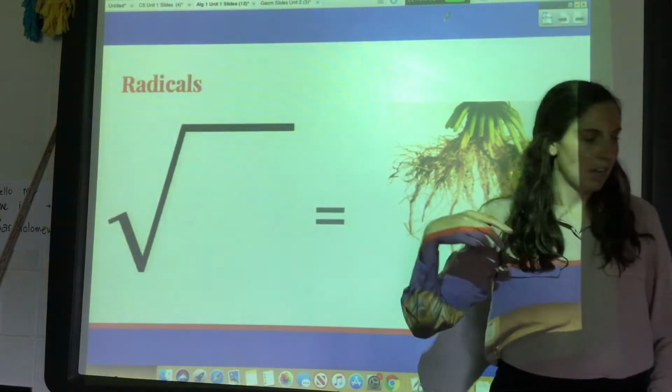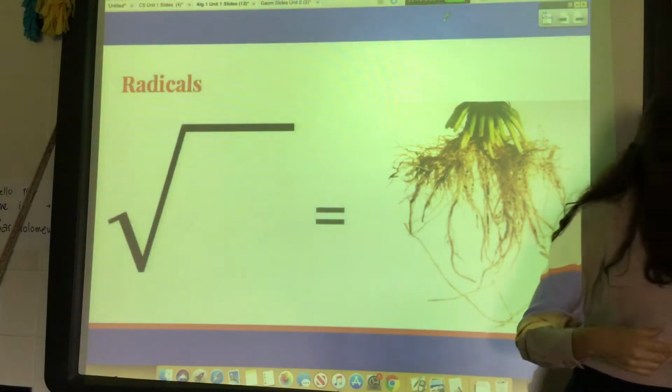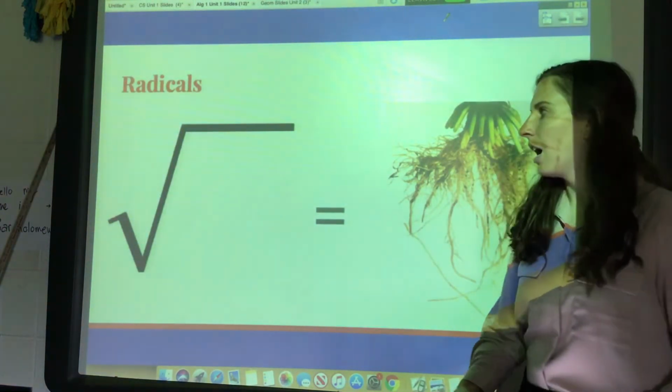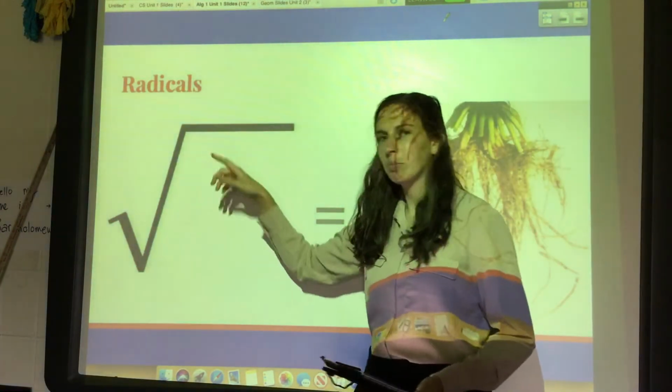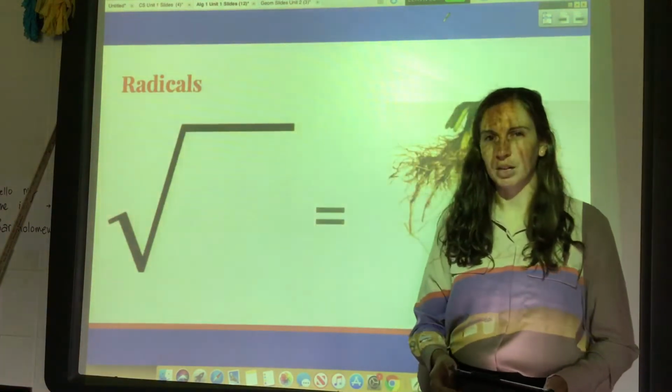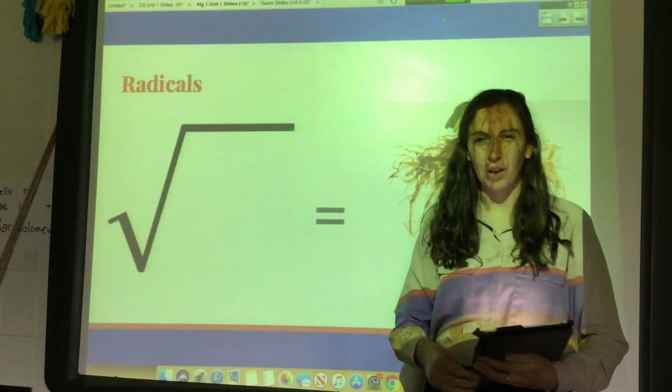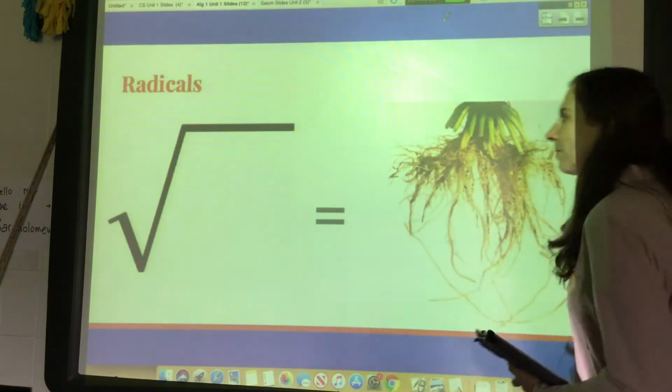Also, you might say somebody radically changes, they change in their roots. Radicals are like going back to the root of a number. They undo exponents. They actually kind of are exponents, but we'll get to that later.